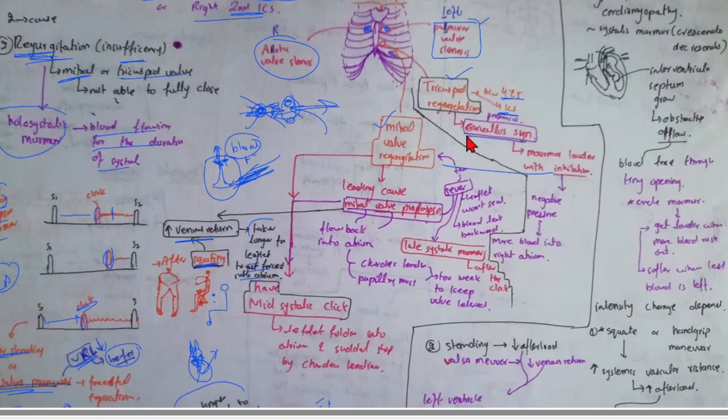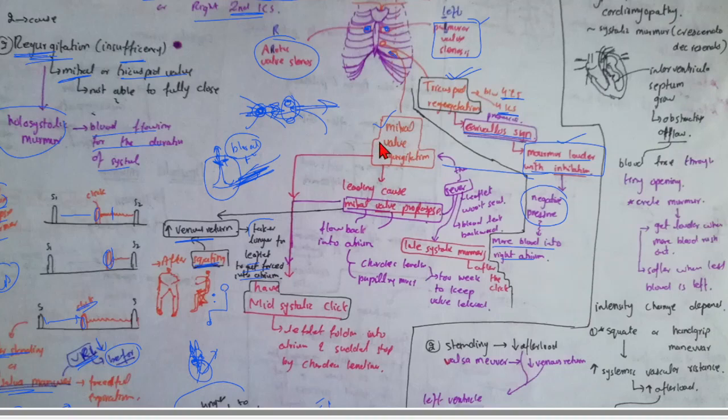It also has Carvallo's sign. Carvallo's sign is a murmur that is louder with inhalation. If tricuspid regurgitation is present, the murmur increases with inhalation. Why? Because with inhalation the negative pressure increases and more blood comes into the right atrium, so the murmur sound increases due to more blood coming.